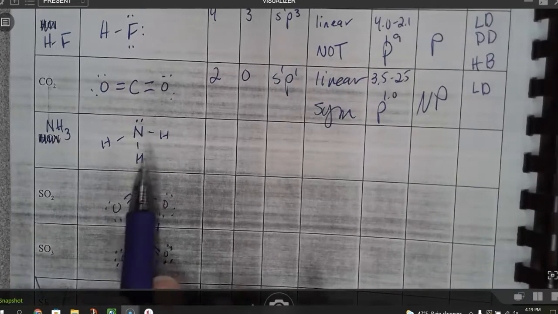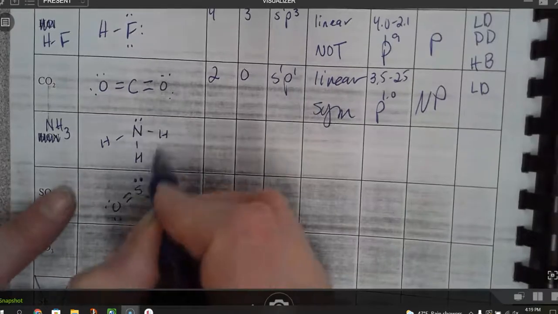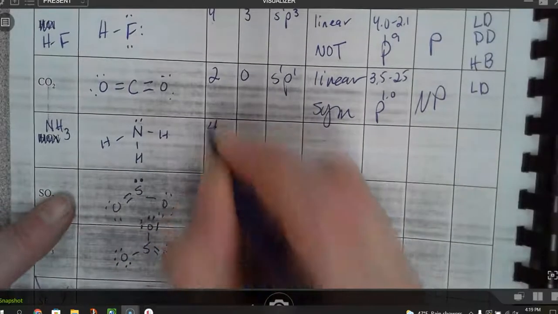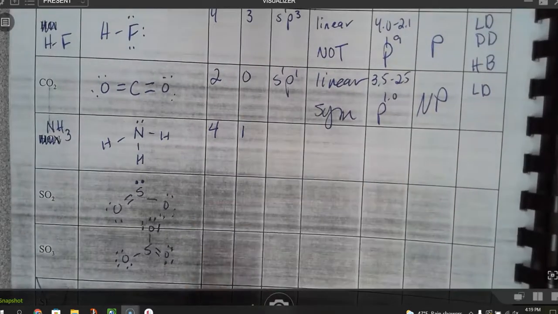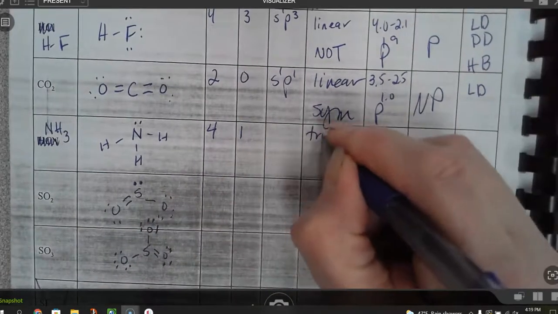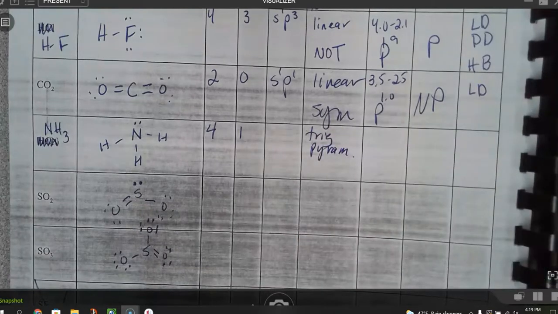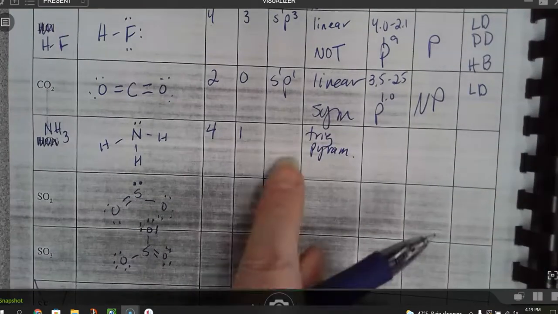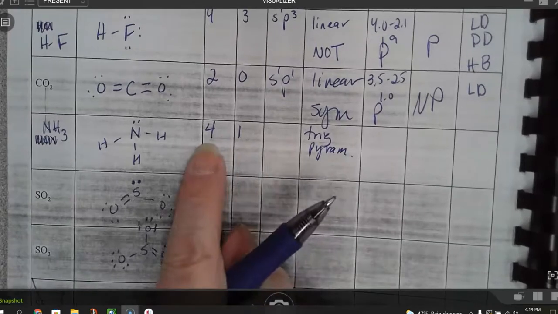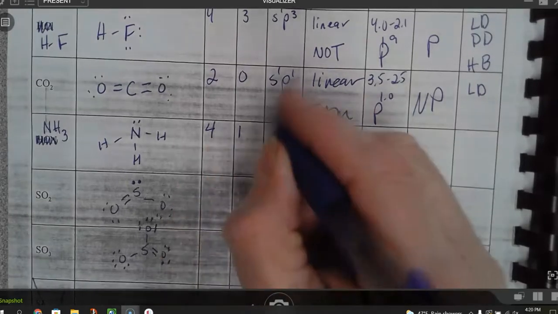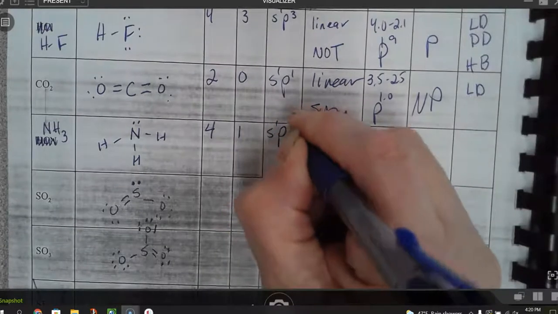So here's NH3. Nitrogen has 3 atoms and 1 lone pair for a total coordination number of 4. So if I do that right now, it is trigonal pyramidal. And again, you'll be able to use your chart. So what about the hybridization? It's all about the coordination number 4, so it's sp3.